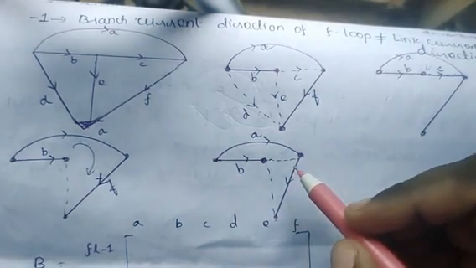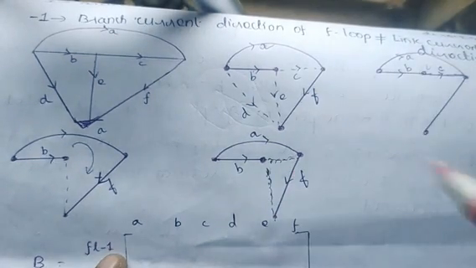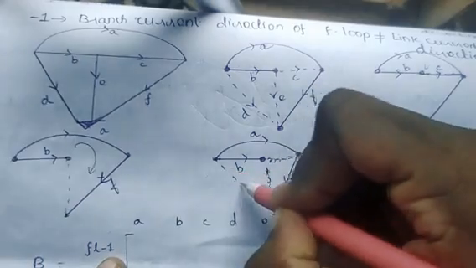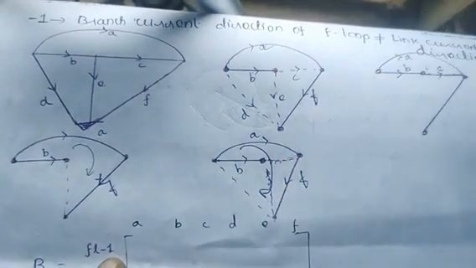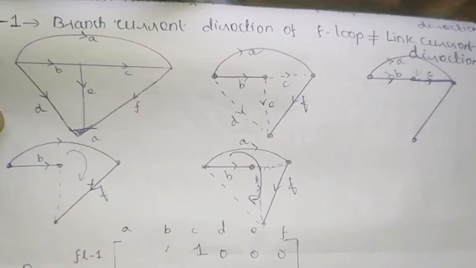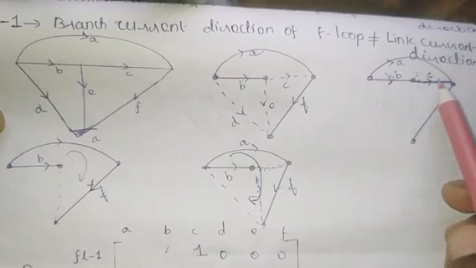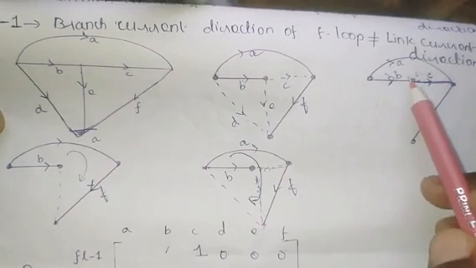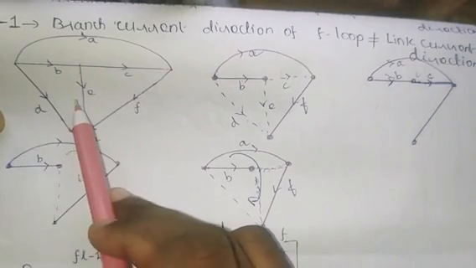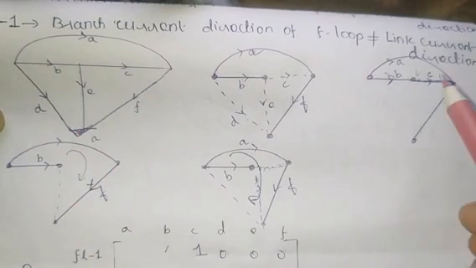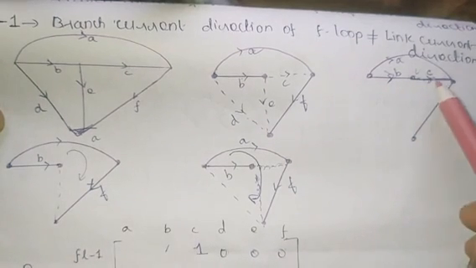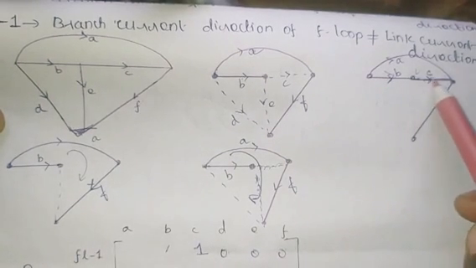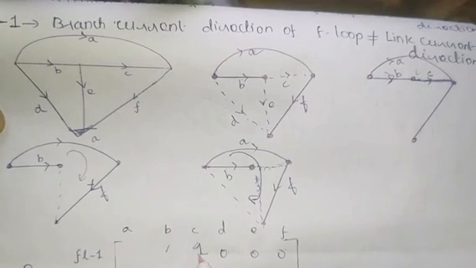Then I am connecting the third link D here. So I'll be getting the third loop like this, that is fundamental loop 3. The branches A, B and C make the first fundamental loop. The remaining branches D, E and F are not part of the fundamental loop, so they take the value 0 here, and the link corresponding to this fundamental loop is C. So it takes the value plus 1.